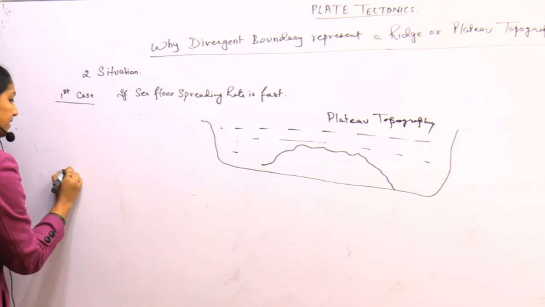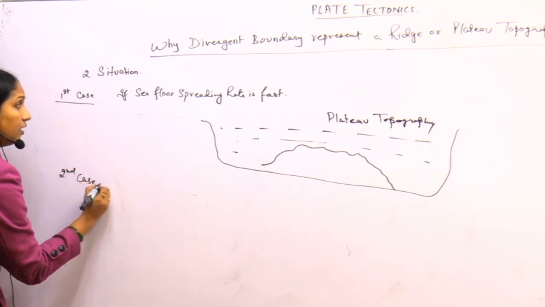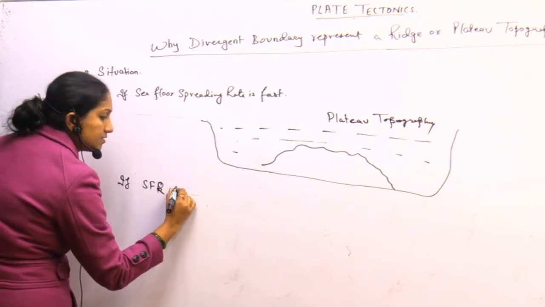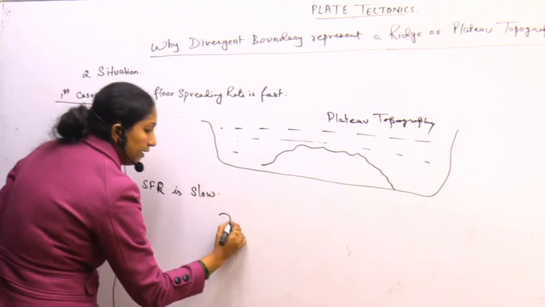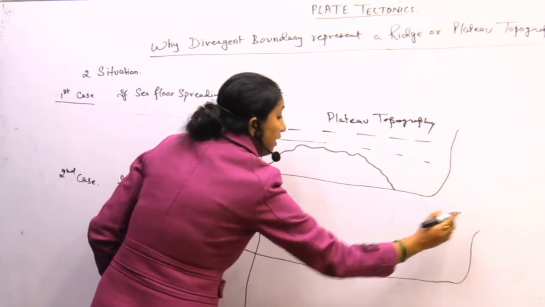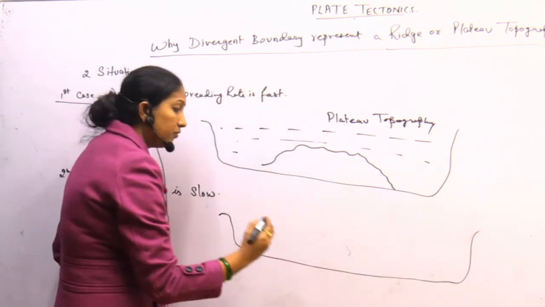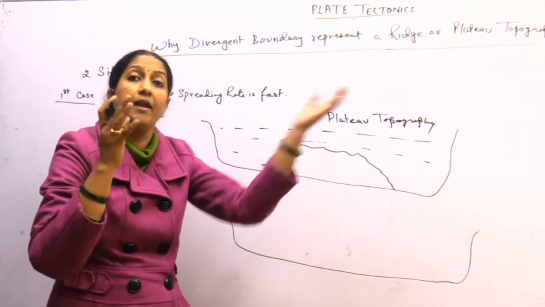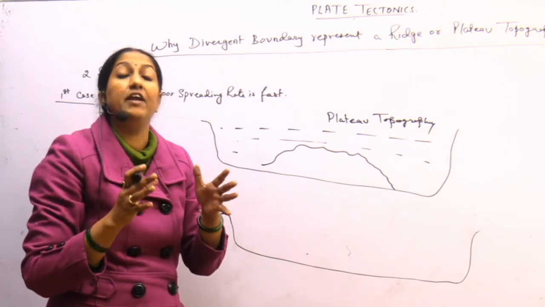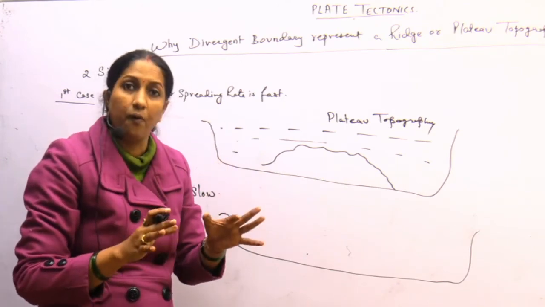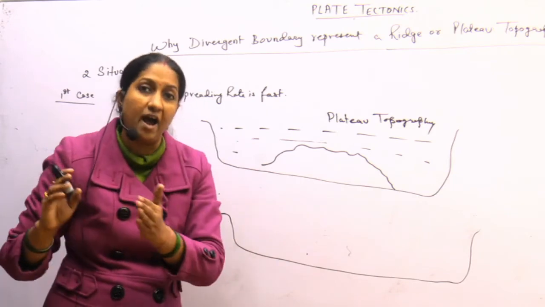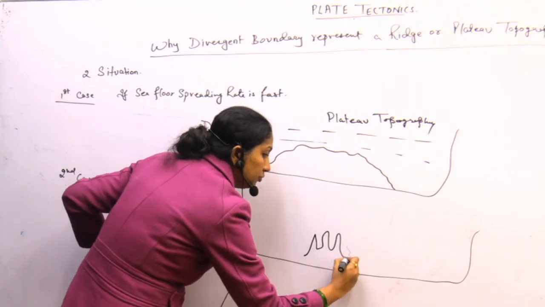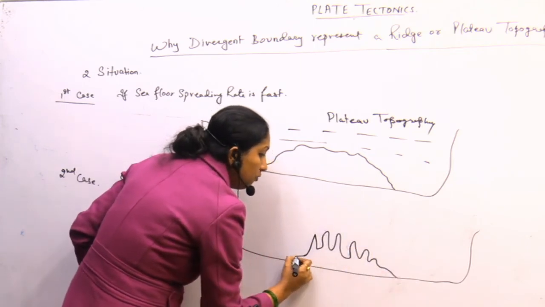But the second case, if the sea floor spreading rate is slow, suppose this is our oceanic crust, what will happen? The magma will remain at its own place. It will sufficiently cool down before it is displaced away from the ridge. So it will give rise to a ridge or mountain topography.